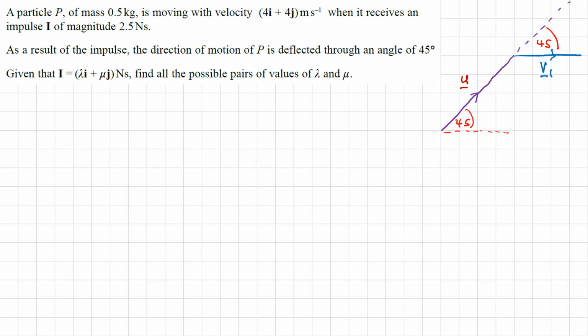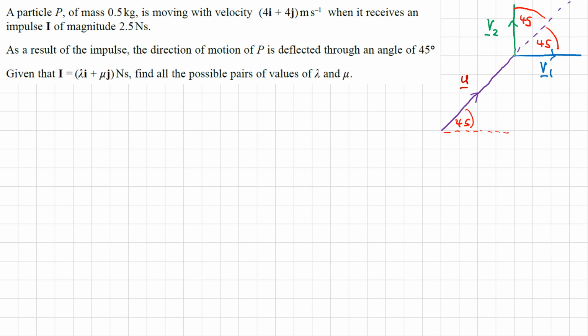There is another direction that I could go in. I could actually go straight up here. That's also a deflection of 45 degrees. We'll call that V2. And I know that's 45 degrees because this has to be a 45 degree angle here. So there are 2 possible directions that the particle moves in after it's been deflected through an angle of 45 degrees.